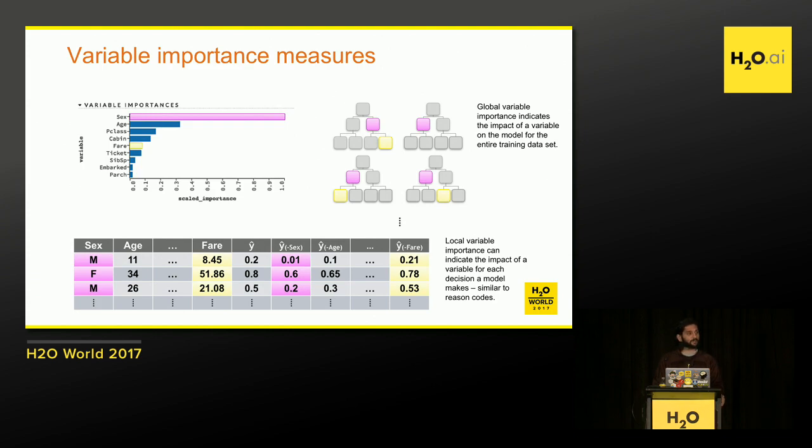What we added in MLI is a technique called leave one covariate out, also known as LOCO. And what that basically does is it says, okay, I have this Y hat that I predicted for this example.